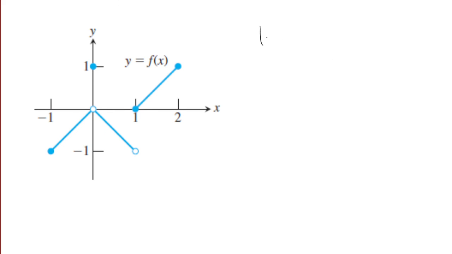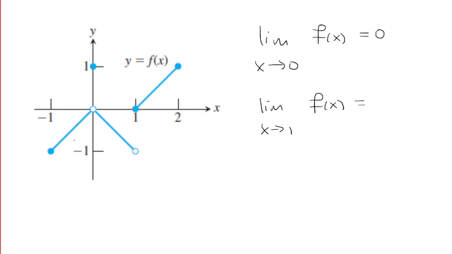Now let's look at the limit as x approaches 0 of f of x. Okay, so if we're coming from the left, the limit here is 0. Coming in from the right, the limit is also 0. So therefore the limit is 0.